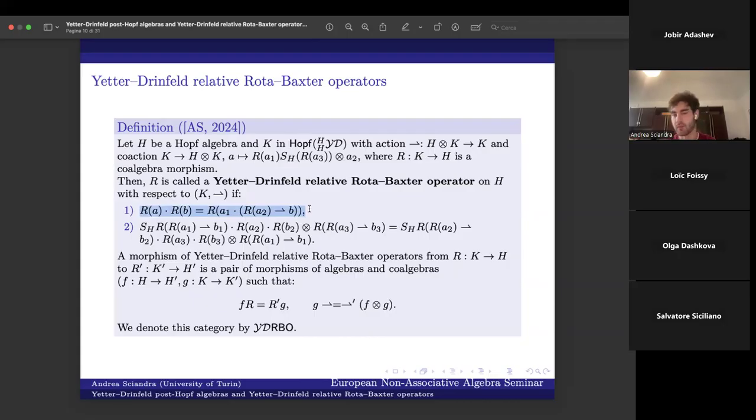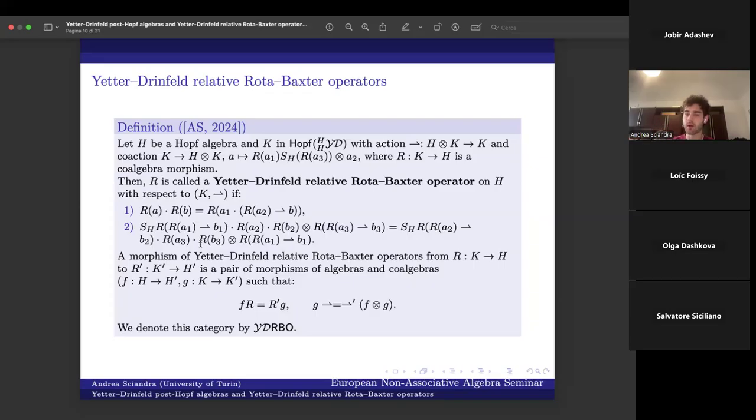And so, in fact, this mimics the one of post-Lie algebras and tells you that the product of two images is just given by R(a) and R(b), is just given by the image through R of this product here, where in fact we use the action of H over K. And we also have another additional condition involving the antipode that is not present, in fact, in the case of relative Rota-Baxter operators.